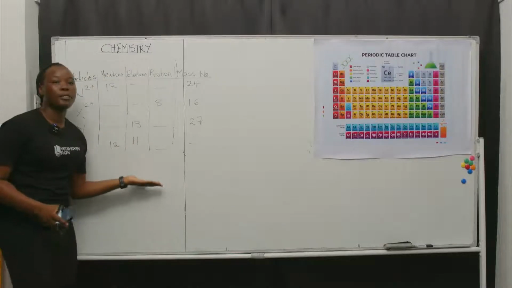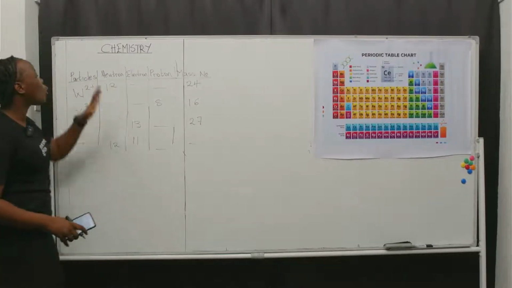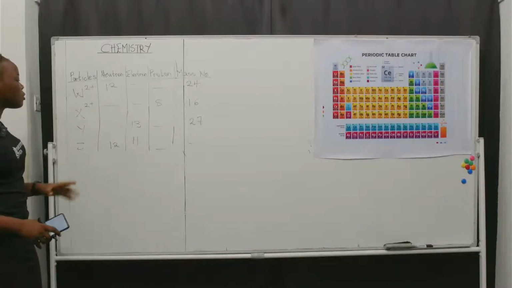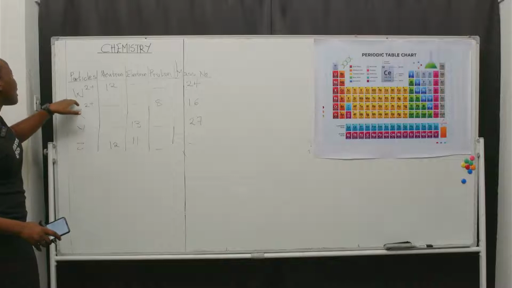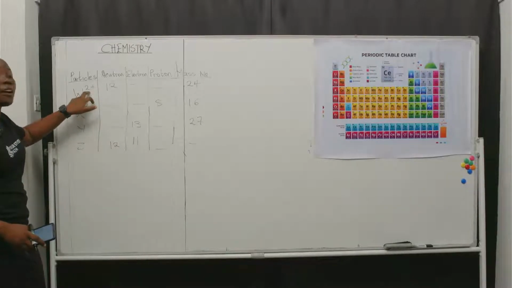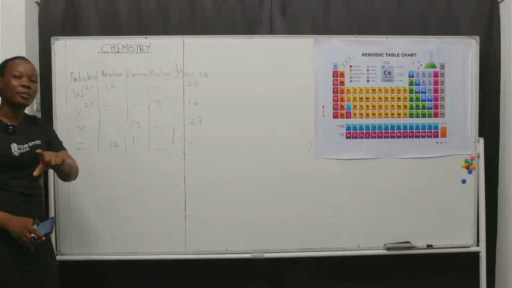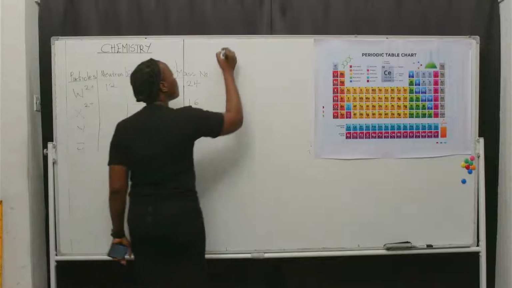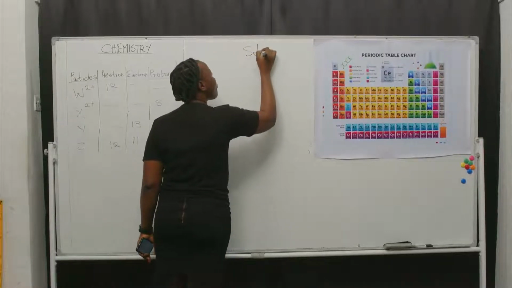This is a typical exam question. If you are asked to complete the table, let's take it one after the other, starting from W2 plus. 2 plus signifies that it is what? It is a cation. That means it has given off 2 electrons. So, solution.